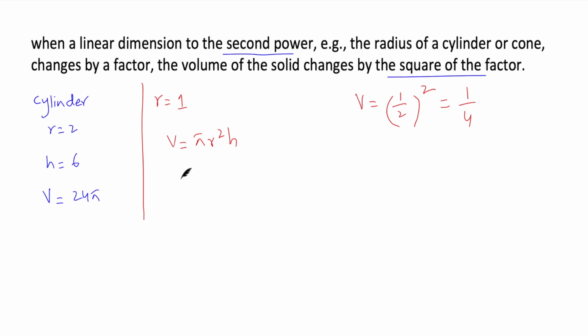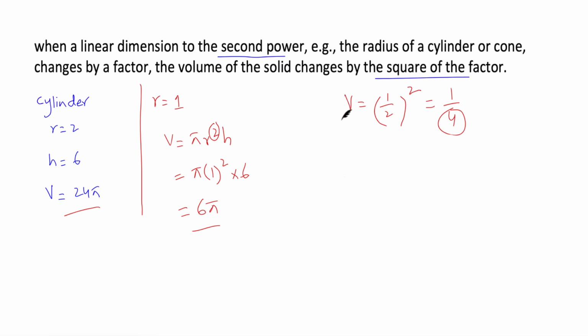So if the radius is 1, what is happening? Pi into 1 square into h, which is 6. What do you get? 6 pi. So it is reduced by a factor of 4 and not by half. This is something that you need to remember because we have a square over here.